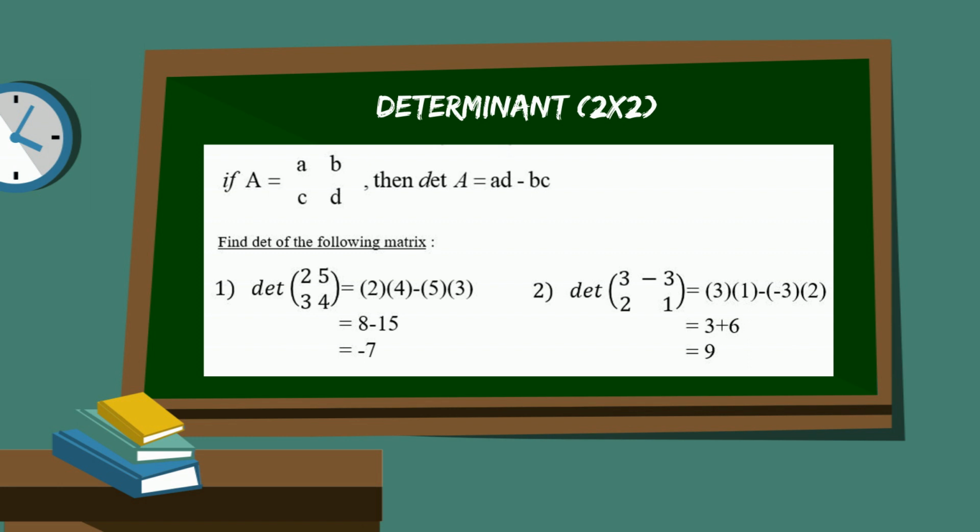Let's see the examples below. First question, the matrix 2, 5, 3, 4 equals ad minus bc. It is 2 times 4 minus 5 times 3, equal to 8 minus 15. The answer is negative 7. Question 2, the matrix 3, negative 3, 2, 1 equals ad minus bc. It is 3 times 1 minus negative 3 times 2, equal to 3 plus 6. The answer is 9.